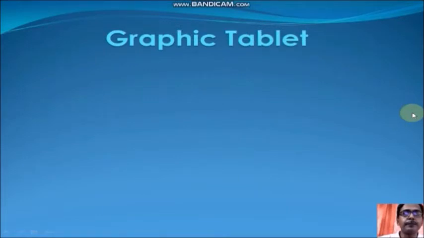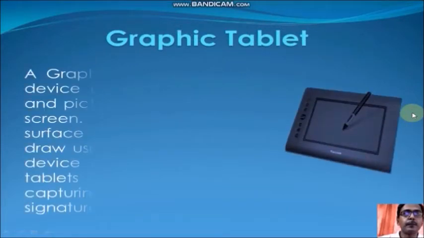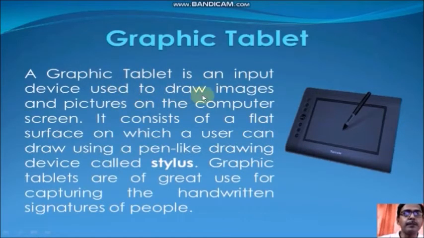Graphic tablet. A graphic tablet is an input device used to draw images and pictures on the computer screen. It consists of a flat surface on which a user can draw using a pen-like drawing device called a stylus. As you see on the right hand side, the flat surface and the pen-like drawing device, the stylus. As you move the pen or stylus over here, the marks are displayed on the computer screen. Graphic tablets are of great use for capturing the handwritten signature of people.